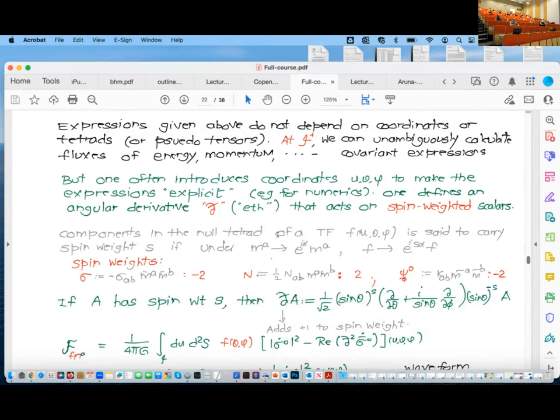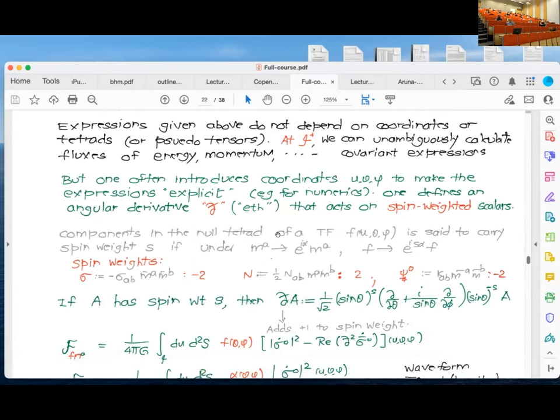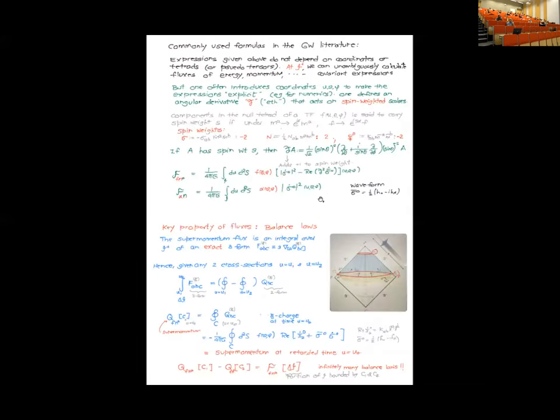or pseudotensors. Maybe I can do even this and it becomes better or it becomes worse. I don't know. Okay. Can you see this better or is it worse? It seems to be worse. Okay.